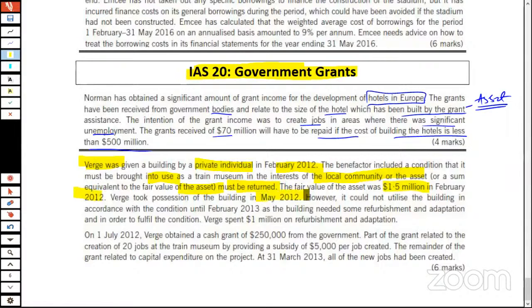Welsh took possession of the building in May 12th. However, it could not utilize the building in accordance with the condition until Feb 13, as the building needed some refurbishment and adaptation, and in order to fulfill the condition, Welsh spent 1 million on refurbishment and adaptation. On 1st July 12, Welsh obtained a cash grant of 250,000 from the government. Part of the grant related to creation of 20 jobs at the train museum by providing a subsidy of 5,000 per job created. The remainder of the grant related to the capital expenditure on the project. At 31st March, all of the new jobs had been created.